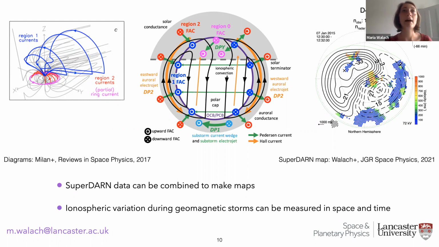I have this schematic here again, which is again to keep in mind that the whole system is connected, and we're looking at a large-scale system. The ionosphere that we're measuring with SuperDARN radars really is at the high latitudes here, and it looks like a very small part.